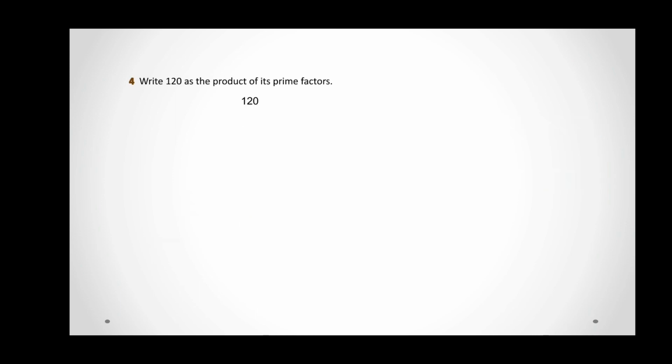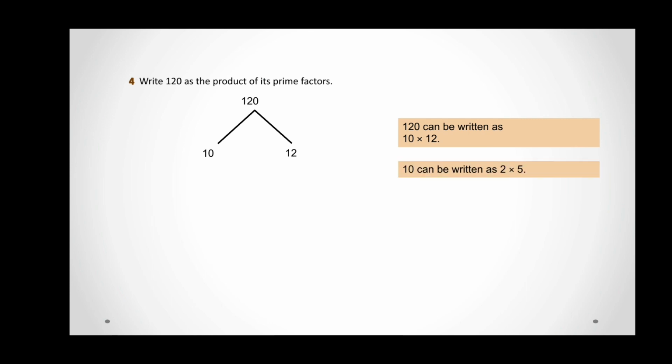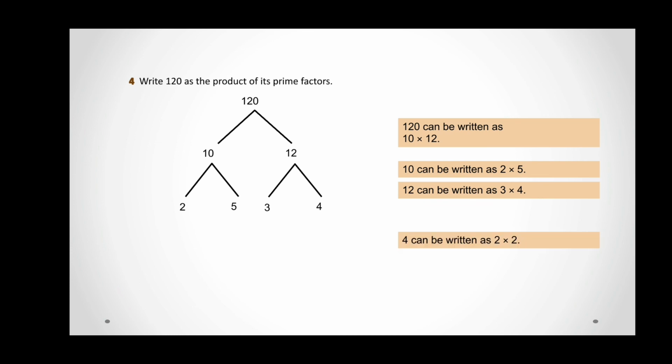Again we'll take 120. We have to write 120 as a product of prime factors. So 120 you can make 10 into 12. Okay, then 10 you can make as 2 into 5. Then 12 you can make as 3 into 4. Okay, 2, 5, 3 are prime numbers. Sorry, 4 is not a prime number. So 4 again you can make as 2 into 2.